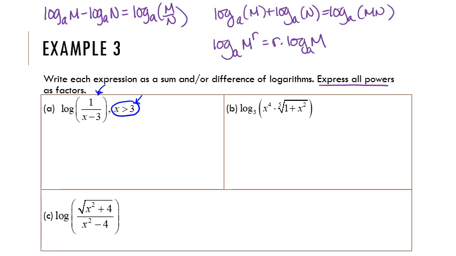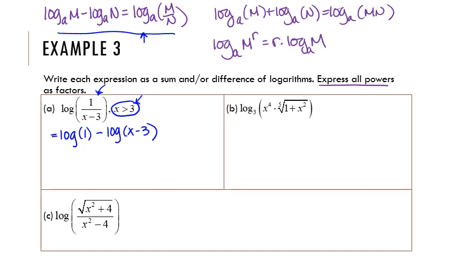So I can see that this matches up with this first property where I have two things getting divided by each other. So I can undo that by changing it to the difference of logarithms. So following this property, this becomes log of 1 minus log of x minus 3. Make sure you put that entire thing in parentheses.